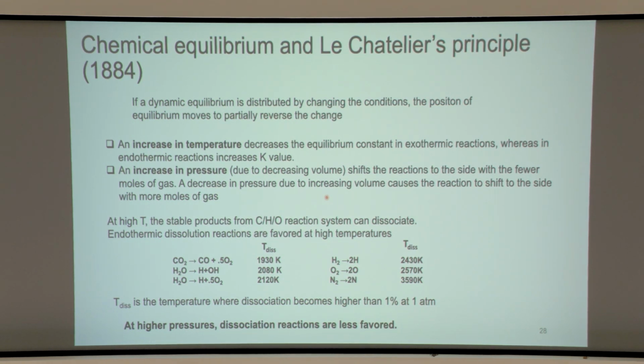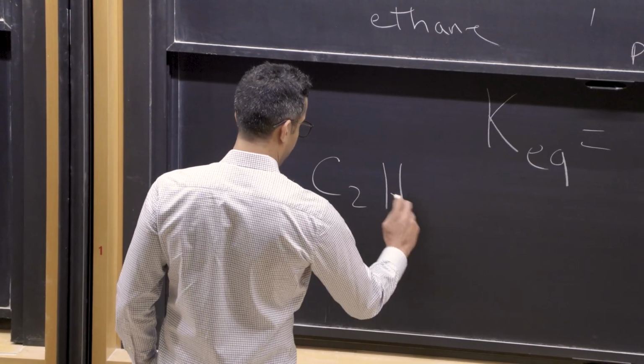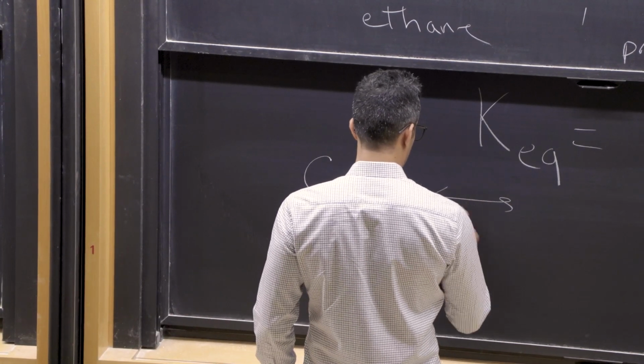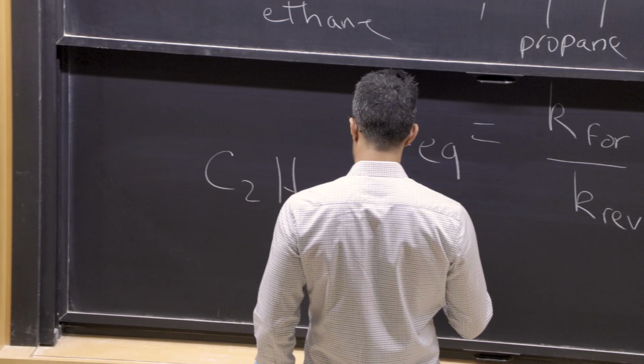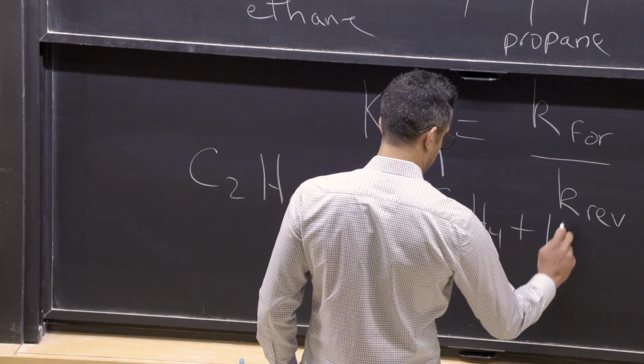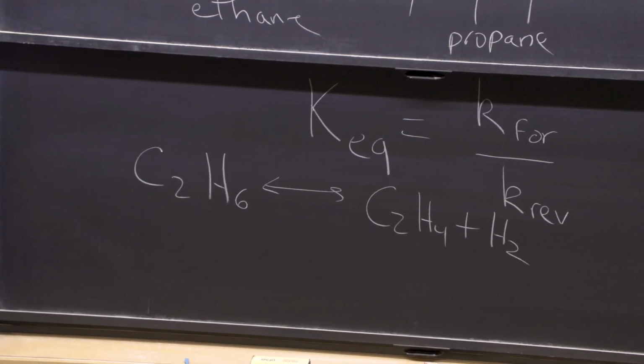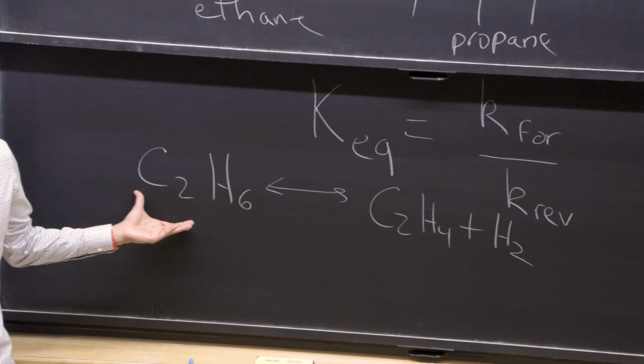So if you have a reaction, again, C2H6 goes to form C2H4 plus H2. At equilibrium, we would want to do this reaction at high pressure or low pressure?